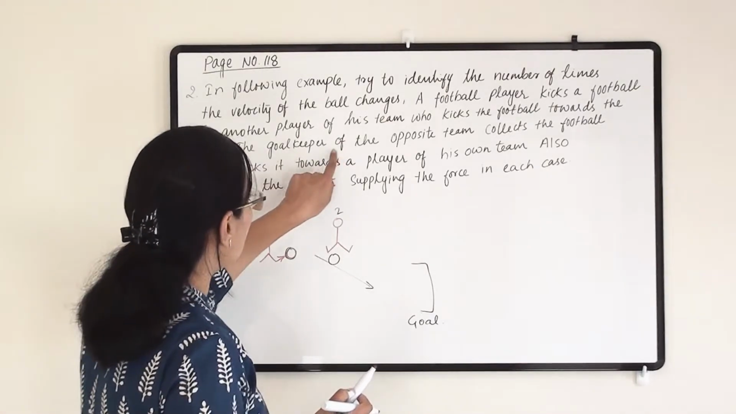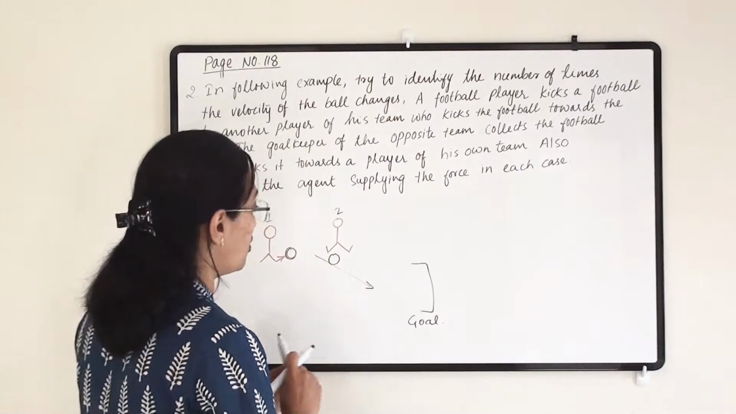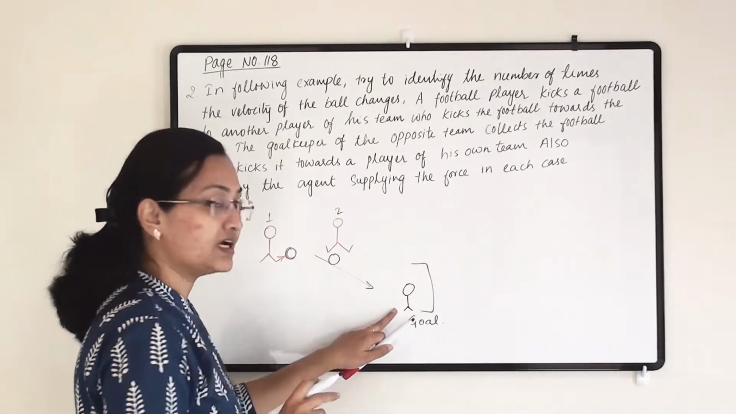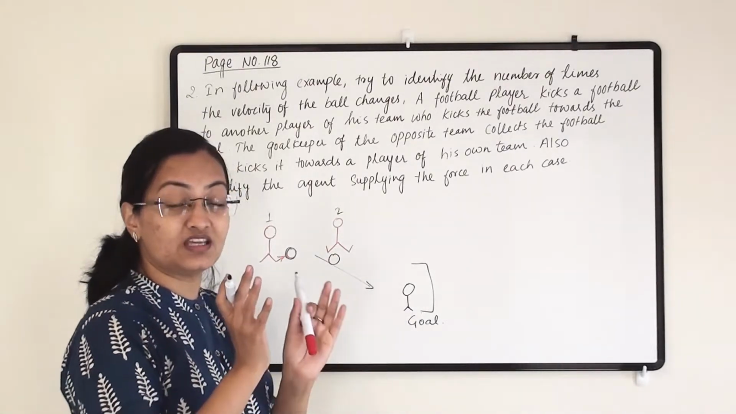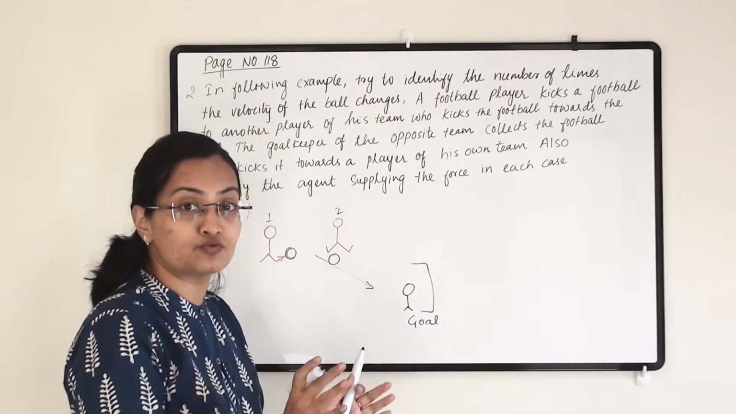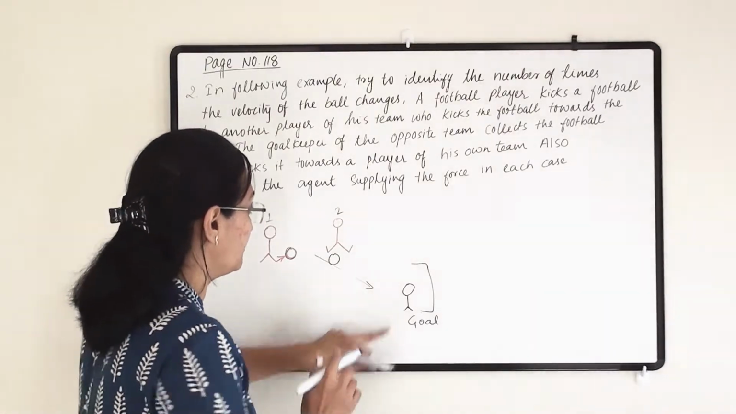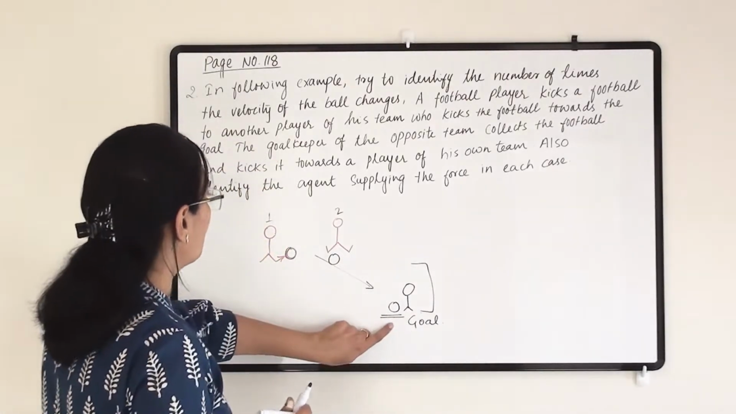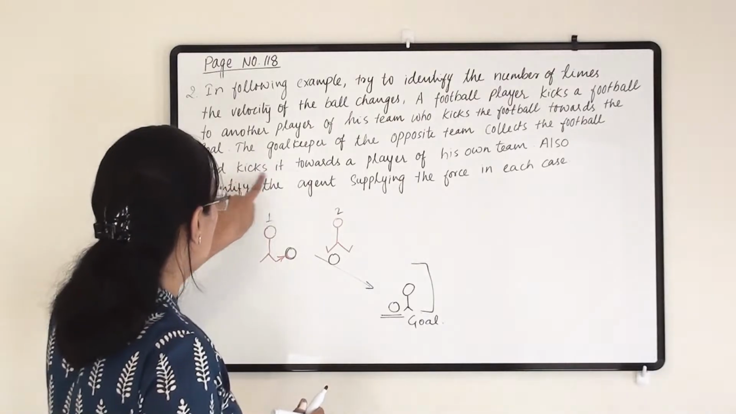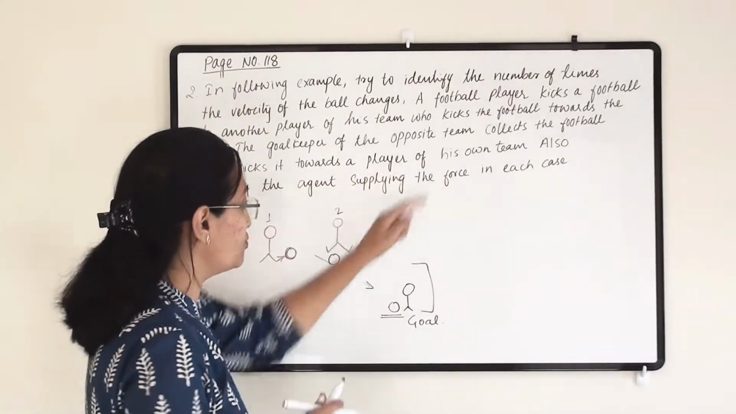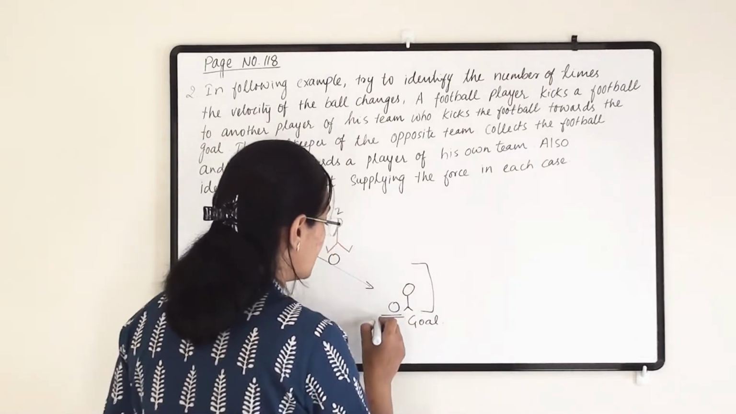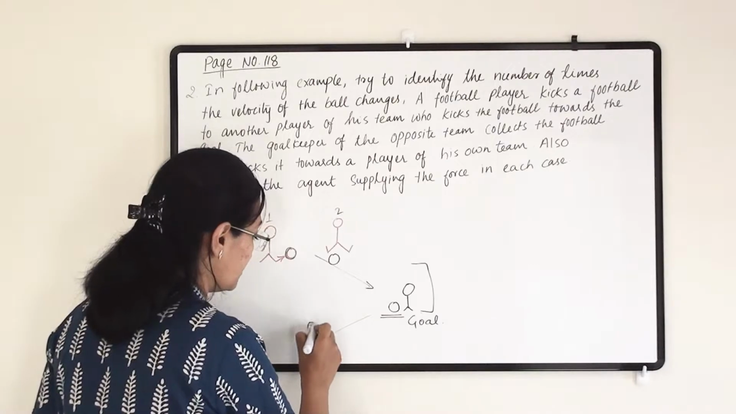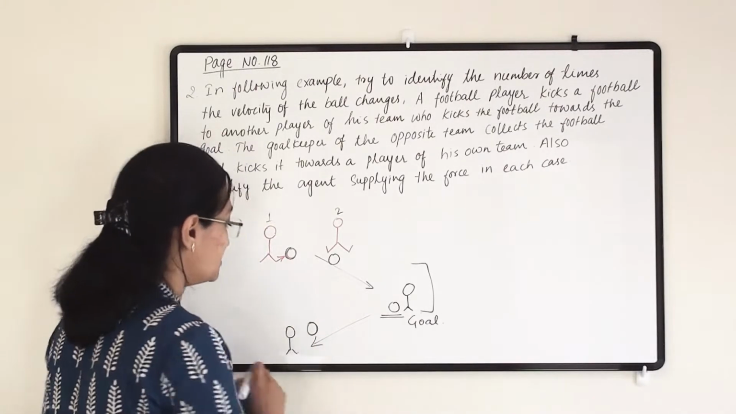Now the goalkeeper of the opposite team collects the football. So here this person, who is a goalkeeper of the other team, collects the ball. That means he stops the ball, or he forcefully stops the motion of the ball. So here the ball is there, he stops. The ball is at a resting position over here, and then he kicks it towards a player of his own team. So from here he is kicking it towards the player of his own team.